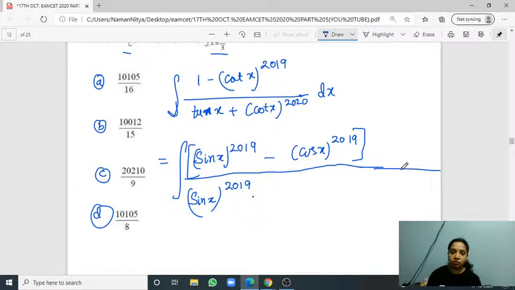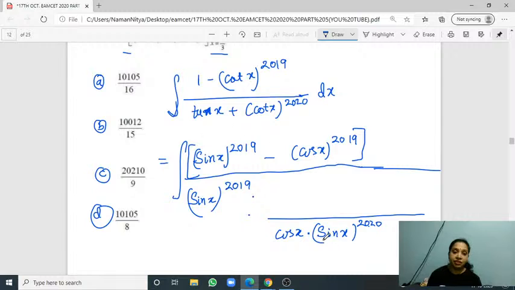In the denominator also I will do the same thing. I will convert everything in terms of sine and cos. Here I am writing sin x by cos x, and this one cos x by sin x. So when I am taking the LCM, what will be the LCM? Let me do it here only, in the denominator. First I will get here cos x into, here I will get (sin x) whole power 2020.